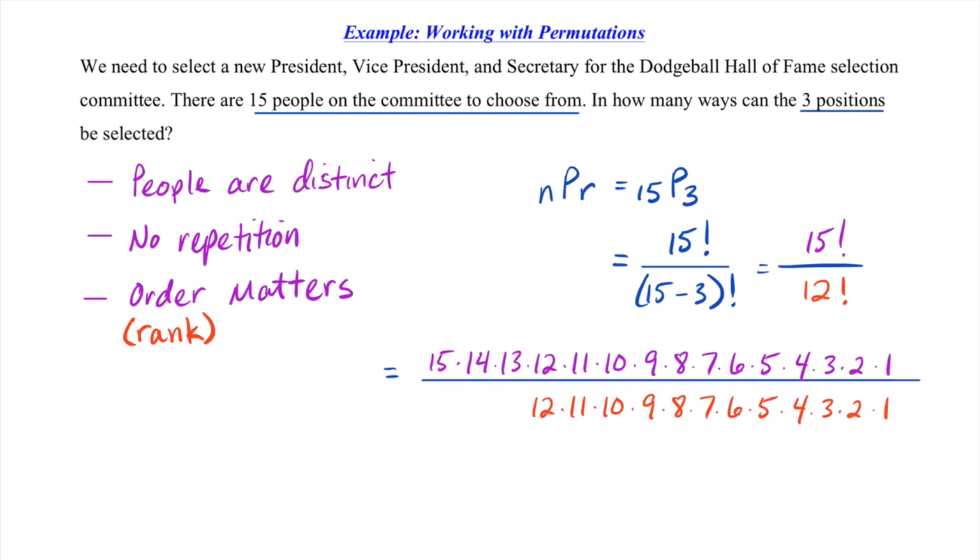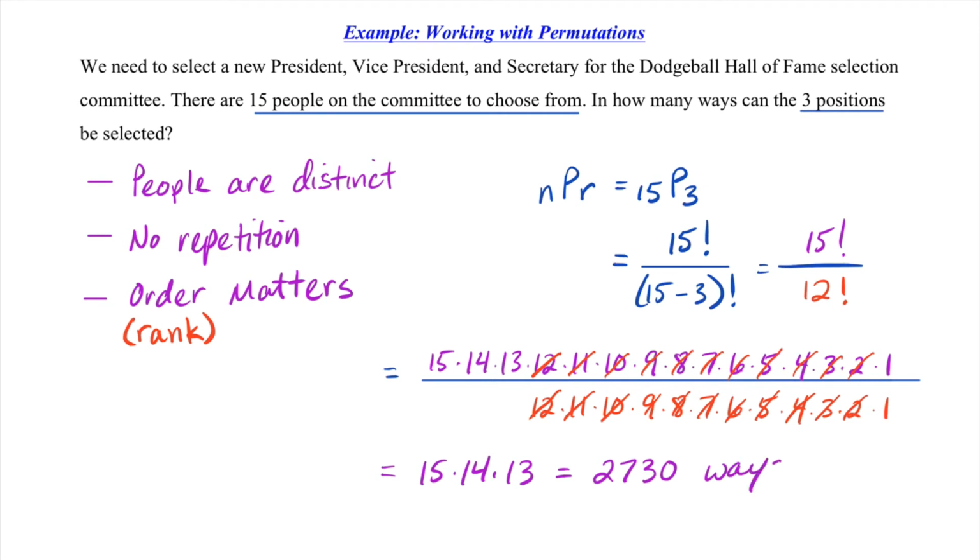That is, we can see that 12 over 12 would reduce to just be 1, 11 over 11, 10 over 10, etc., all the way down the list. Which means after we reduce all these factors, we have a result of simply 15 times 14 times 13. And that leads us to our result of 2,730 different ways we can select our 3 positions. And we're all set with our first permutation example.